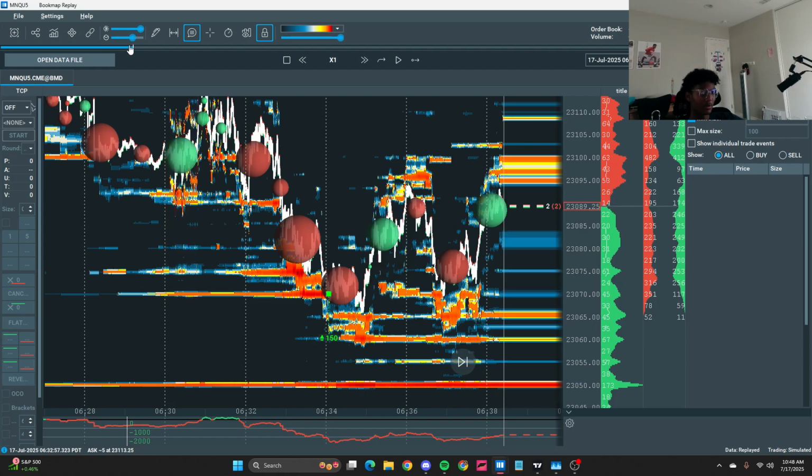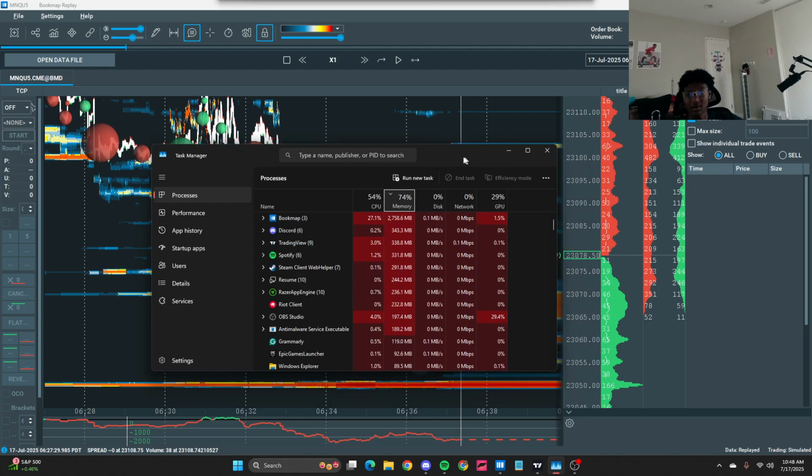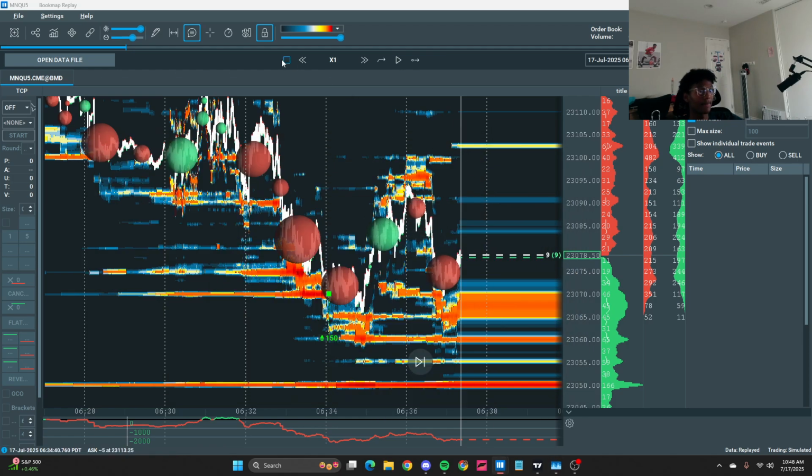I need to get more RAM for my PC, because I'm using 74% right now. I need to get new RAM.